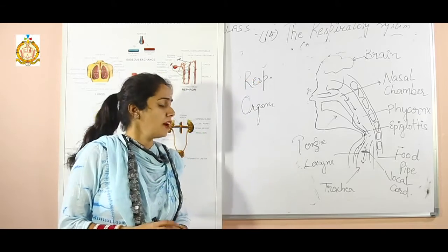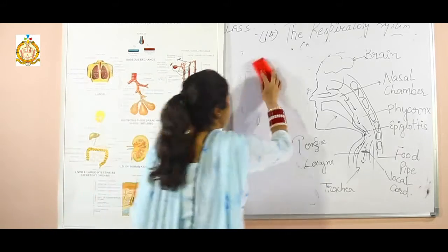Now the next one is the blood supply to the lungs. How is blood supplied to the lungs?